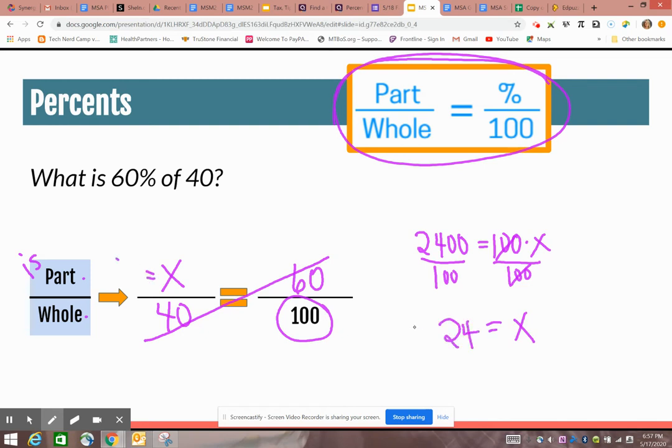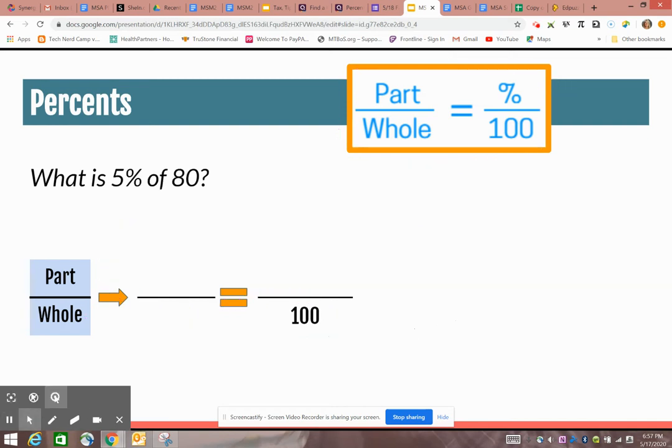So let's see if that makes sense. What is 60% of 40? Well, half of 40 is 20. So here I have an answer of 24. 24 is 60% of 40. Yeah, it makes sense. So again, we used our proportion to help us with that. Okay, let's check out a different question. What is 5% of 80?